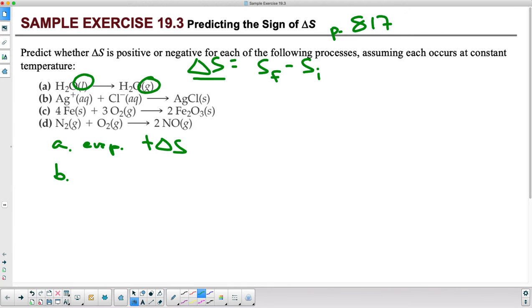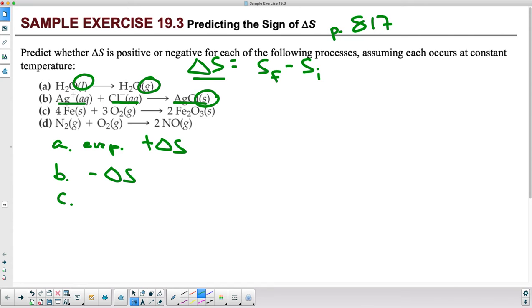Take a look at B though. B is a little bit different. Notice that here we have a solution of silver ions and chloride ions, and they combine back into my molecule of silver chloride, which means in a solid sense, which means that no longer are they moving around like a liquid. So this would be a negative delta S because we're going from a solution to a solid.